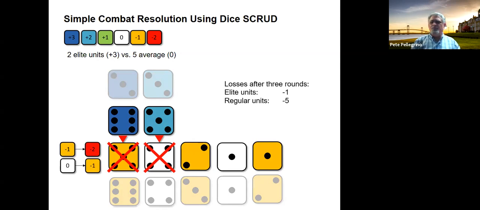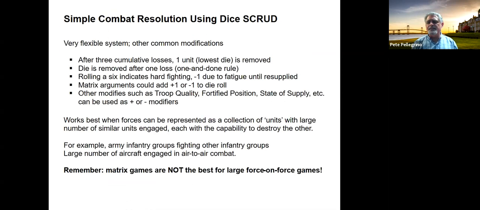Now, at this point, you can keep doing this until you drive somebody into zeros and they're just gone, all right? Because once you get under minus two, the next step is to have your die removed. But you've got flexibility. This is the power of Scrud. Some rule sets say after three losses, you just take out one die. It's just gone, right? That unit has been permanently removed, disbanded, dispersed, but it's no longer combat effective and it's gone. So you can take a die away.